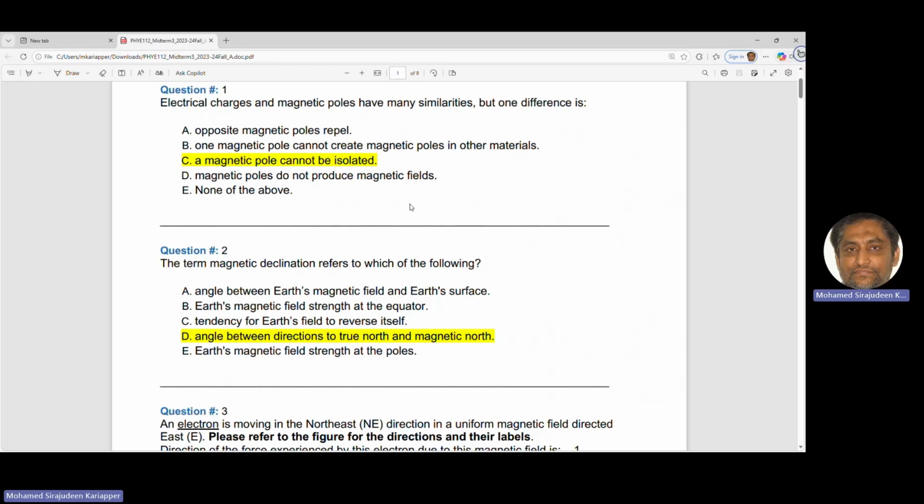Electric charges and magnetic poles have many similarities, but one difference is... What is the striking difference? For example, if I take option A, opposite magnetic poles repel, opposite charges attract. So opposite poles repel, also attract. North pole and south pole will attract, north pole and north pole will repel. So it is like the charges. So that is not the correct one.